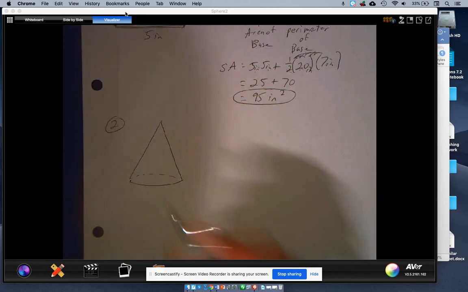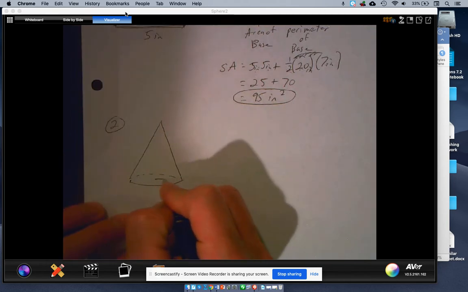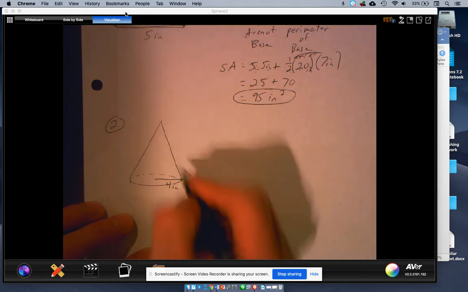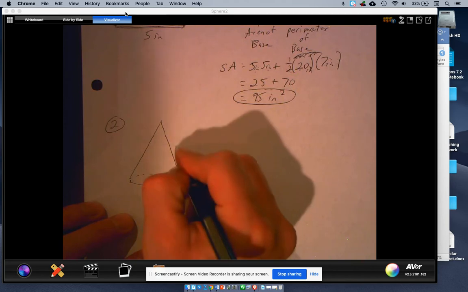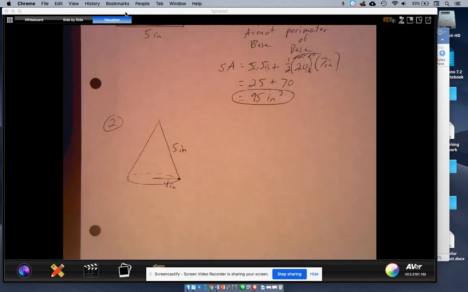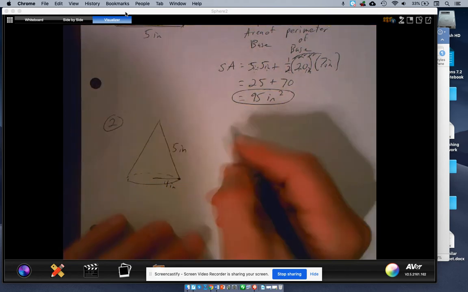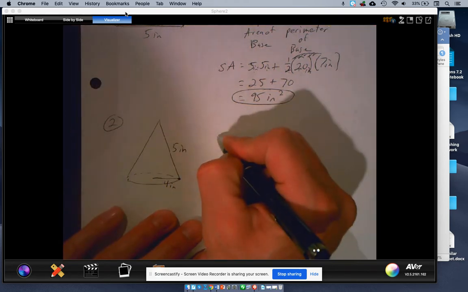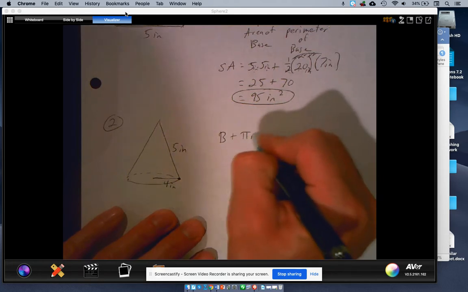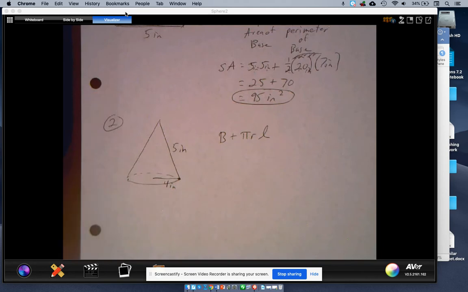Let's put some lengths on it. Let's go here and make this be 4 inches. And let's make this length right here be 5 inches. I don't know why I'm working in inches all tonight, but we are. Okay, the formula for the surface area is the base plus pi r slant height.